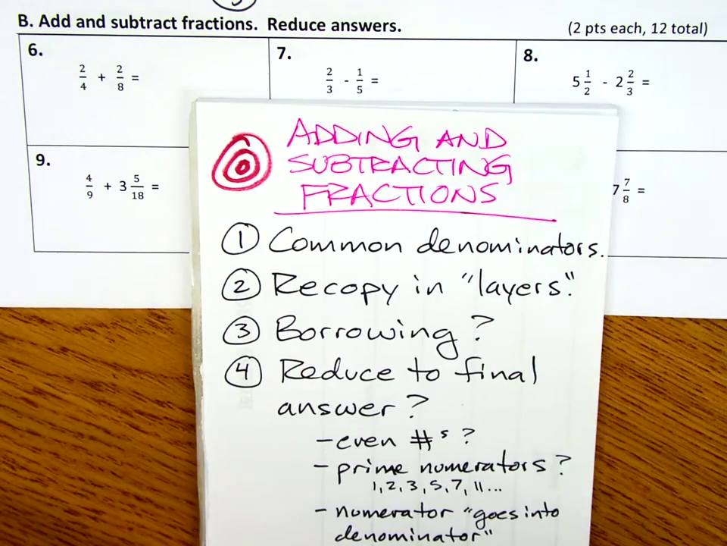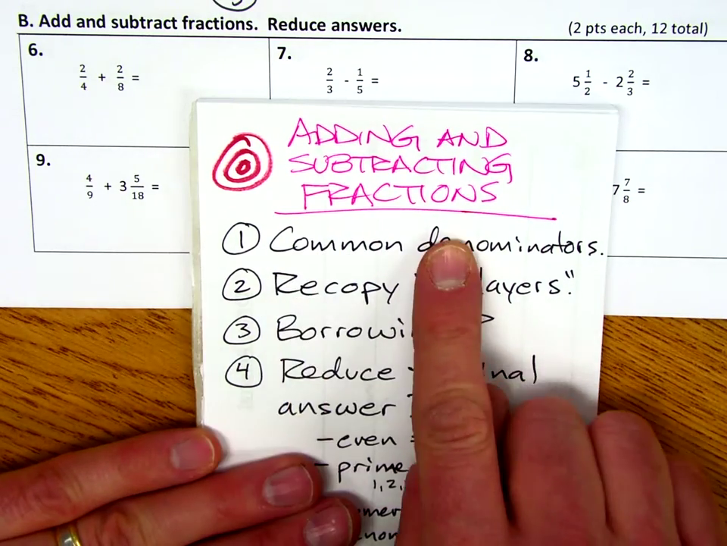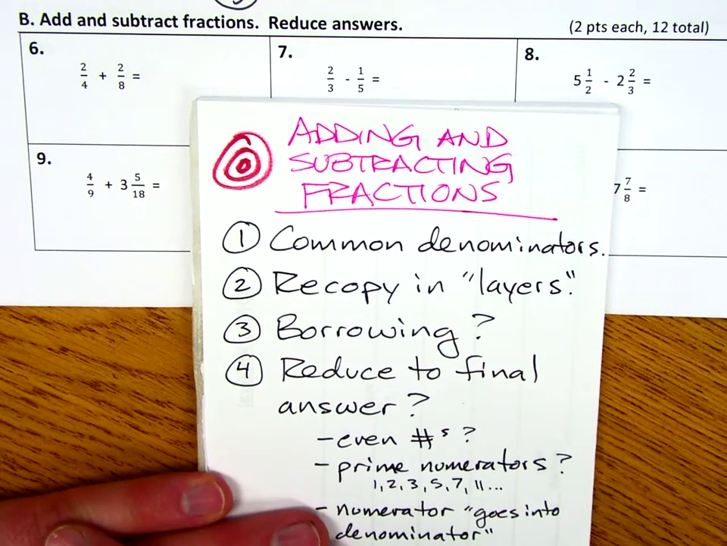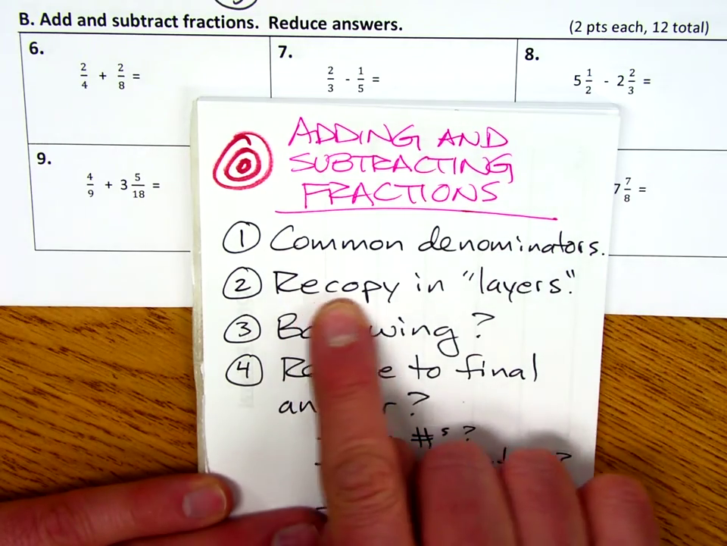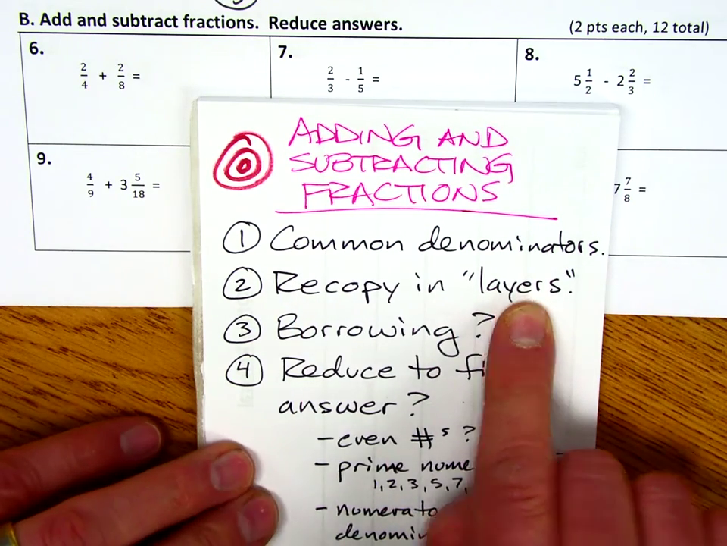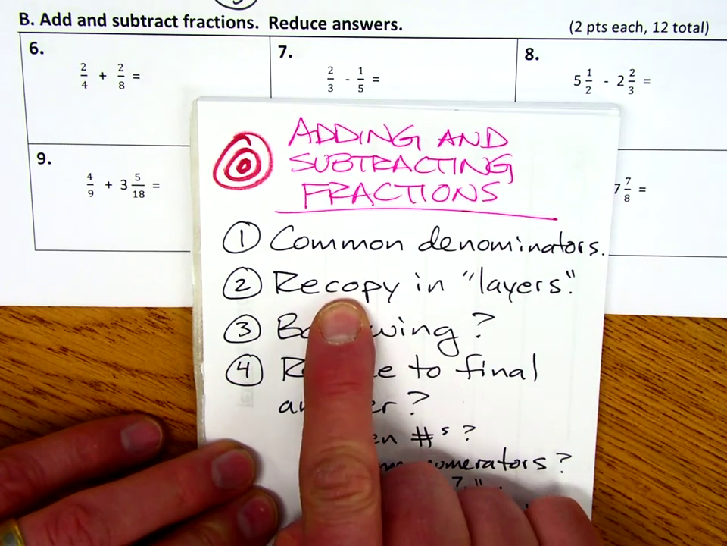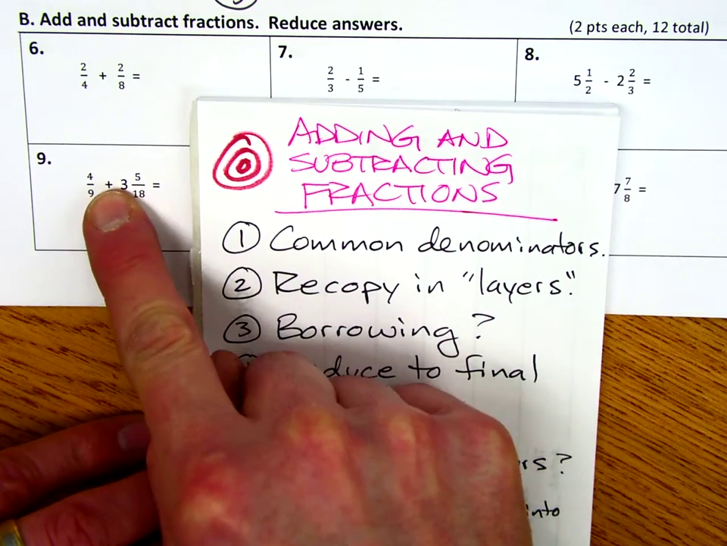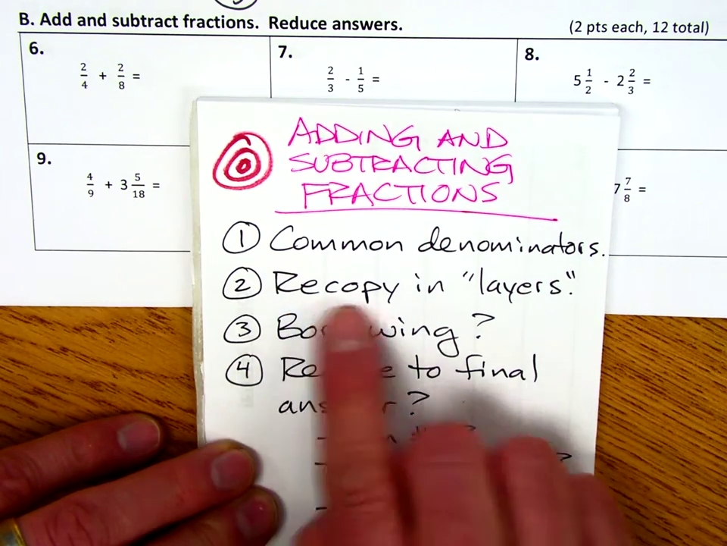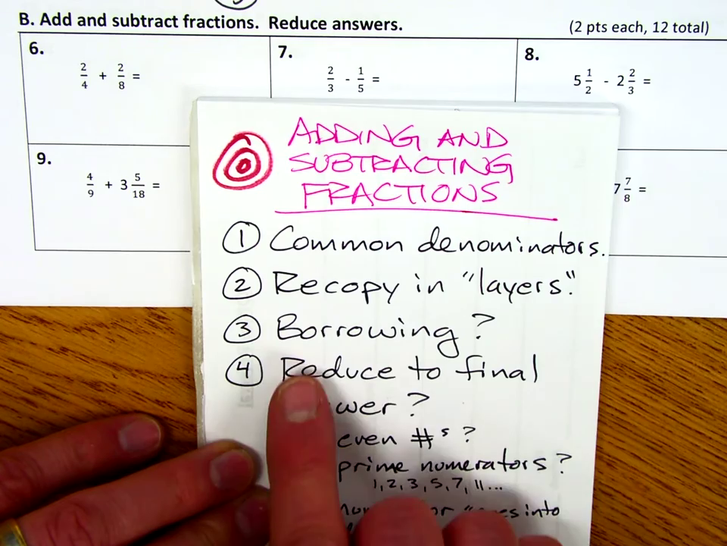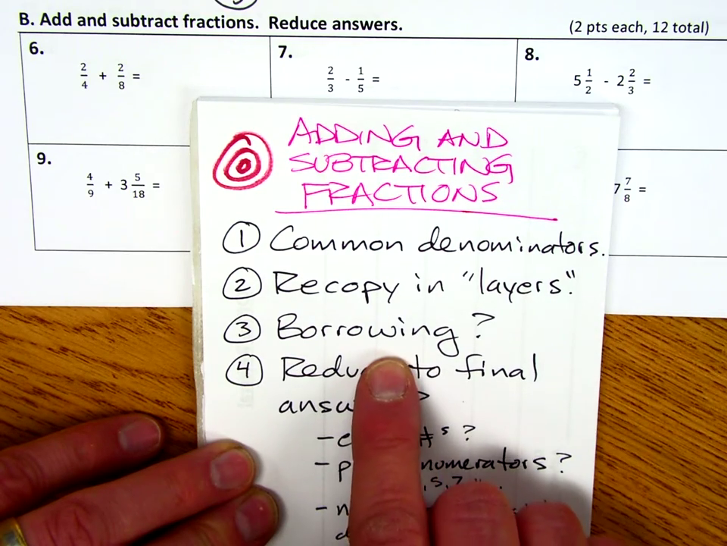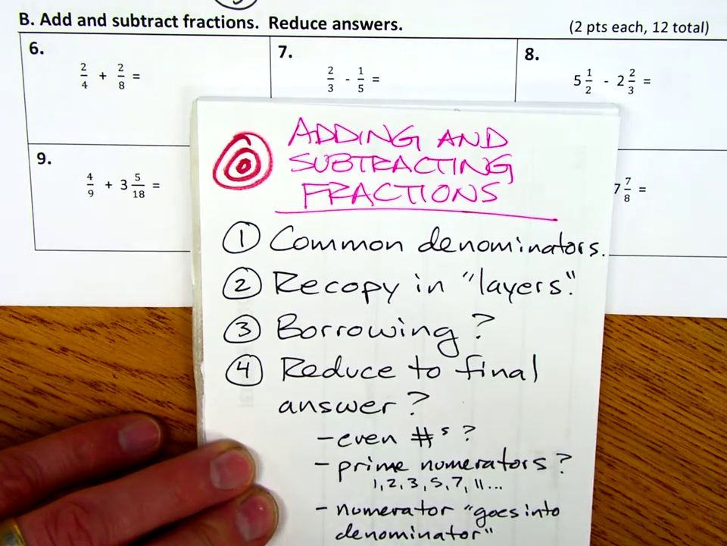In general, these are like the 4 big things that we taught about how to solve problems like this. The first question you're always answering is making common denominators. Then students need to be careful to recopy their work in layers, and you'd be surprised how many errors people make because they forget these whole numbers when they're working through them. So recopying in neat layers is very important. The question of borrowing and how to borrow and so forth was a big subject in class.